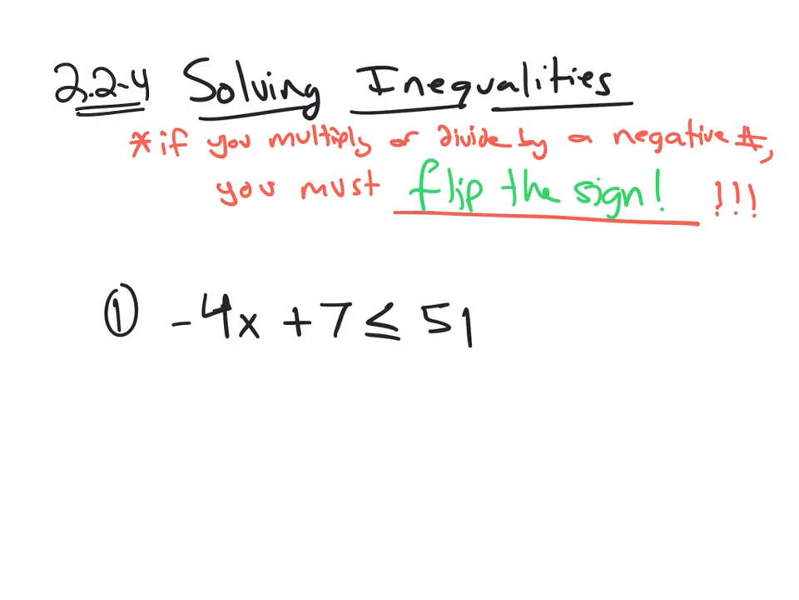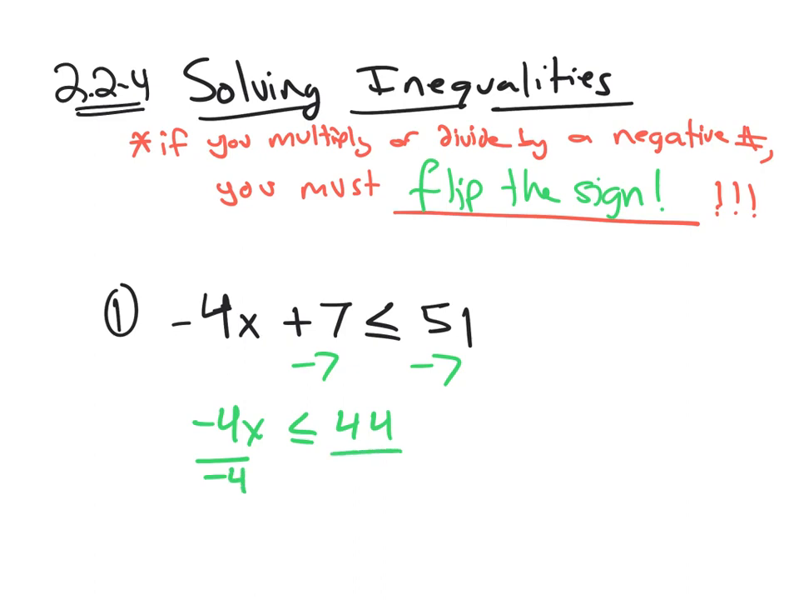All right, so I have negative 4x plus 7 is less than or equal to 51. Okay, so I'll subtract 7 from both sides. I do that before I multiply or divide. I get negative 4x is less than or equal to 44. And then I can divide by negative 4.